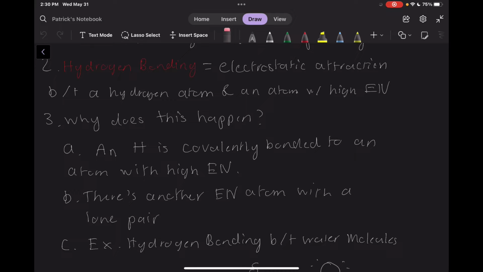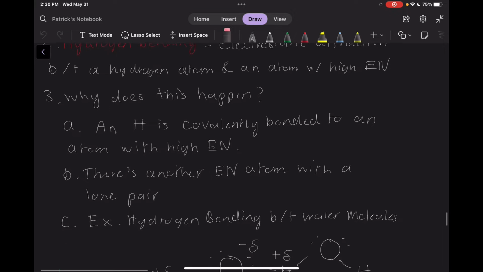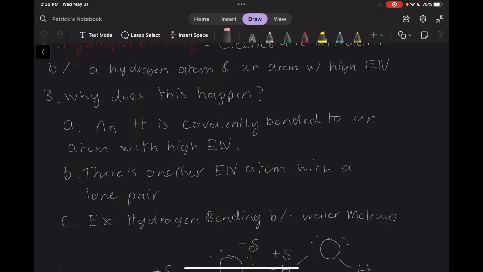Let's think a bit more about this. Why does this happen? There are two parts to any hydrogen bond. First, we need a hydrogen atom that is covalently bonded to an atom with a high electronegativity. This makes them a molecule. Then, we need a second molecule. This molecule contains at least one atom with a high electronegativity that also happens to carry a lone pair, or a pair of non-bonding electrons.